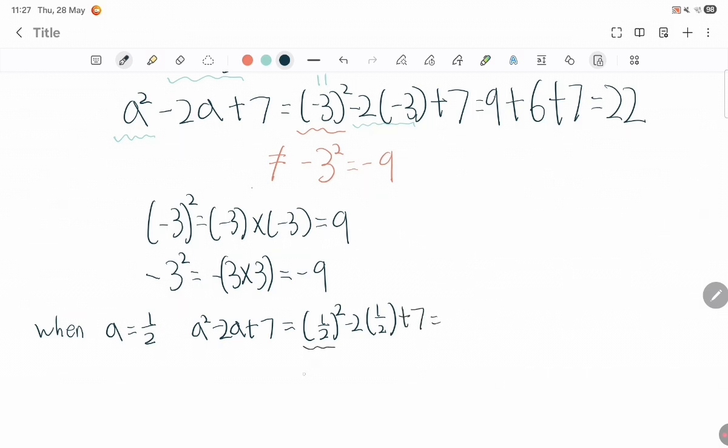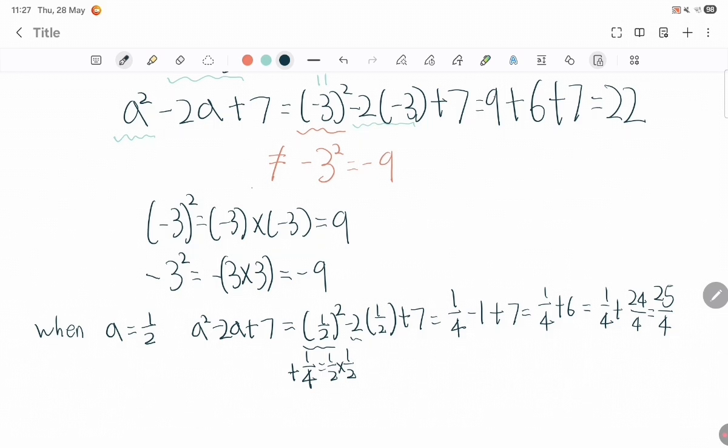So this will become quarter. Sorry, this is not a negative. Quarter, because half times half. So you can just simply do 2 times 2 equals 4. So quarter minus 1, because 2 times half equals 1, plus 7. So quarter plus 6. 6 equals 24 over 4. So that's how we get 25 over 4.